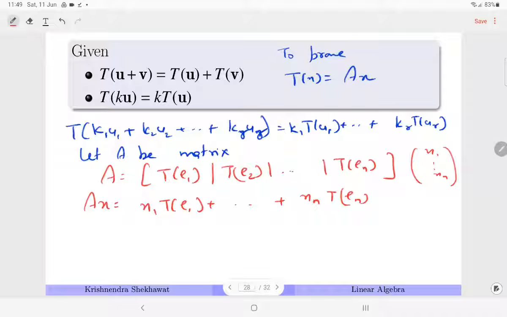Now I have been given these two properties. Using these two properties, I can take x1 inside, and this becomes T of x1 E1 plus xn En. Now recall that E1, E2, En are the basis vectors of Rn, which means that any vector can be expressed as a linear combination of E1, E2, En, which is vector x. So here we have expressed x as a linear combination of E1, E2, En, and this leads us to A of x is equal to T of x, which is what needed to be proved.